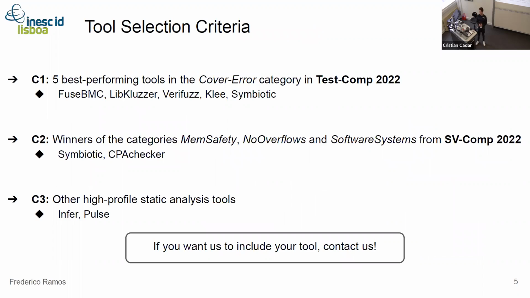We selected the 9 tools according to the following criteria. We selected the 5 best performing tools in the cover area category in TestComp 22, the winners of categories MemSafety, NoOverflows, and SoftwareSystems from SVComp 22, and we also decided to include other high-profile static analysis tools, in particular Infer tools. Additionally, if you want us to include your tool, please contact us, come talk to us near the poster. We'll be more than happy to include it.